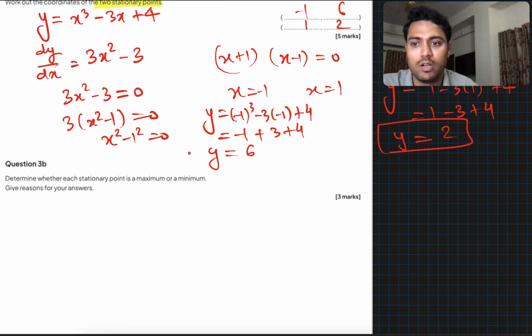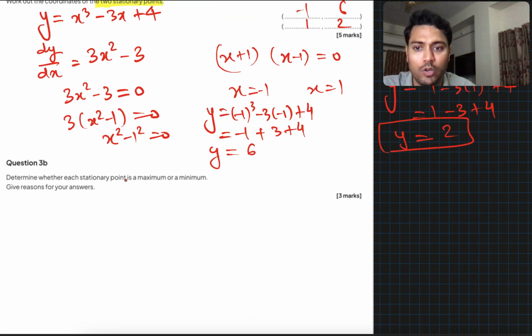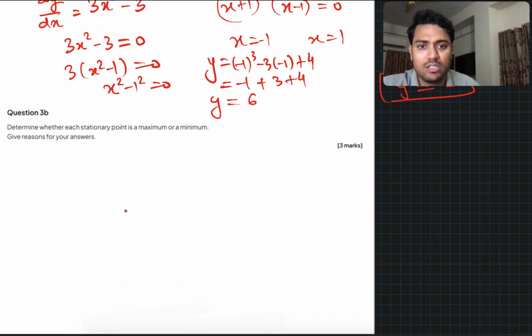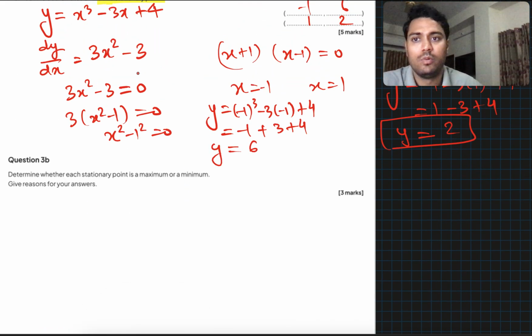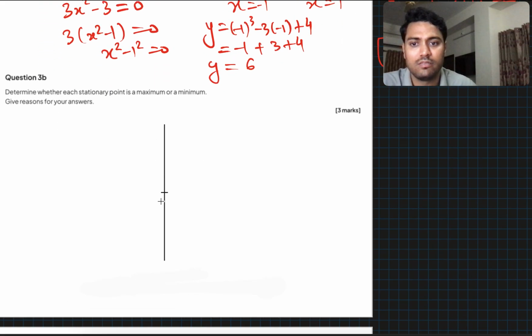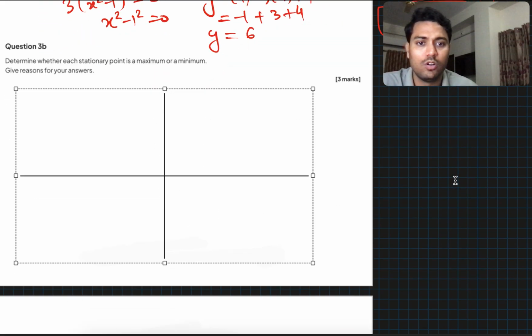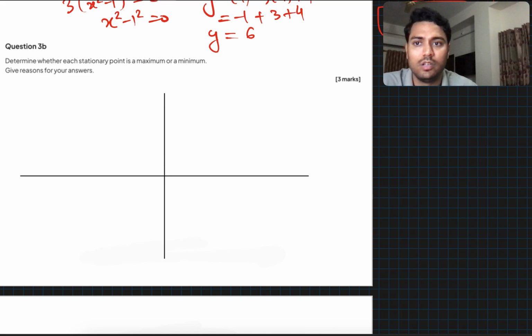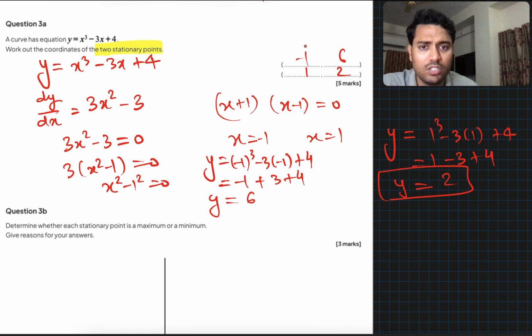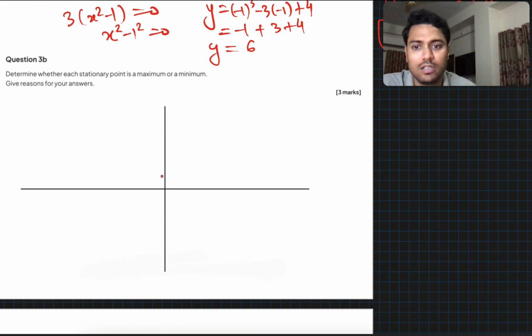Moving on to the second part, it says determine whether each stationary point is a maximum or minimum. Give reason for your answer. For the reason, we can sketch and figure out whether it is a maximum or minimum. Let's say this is the graph and we already have our turning points. One of the turning points is negative 1 and 6, let's say here, just for example.